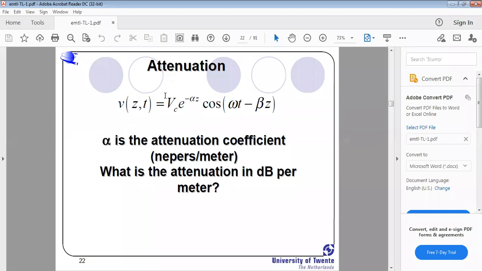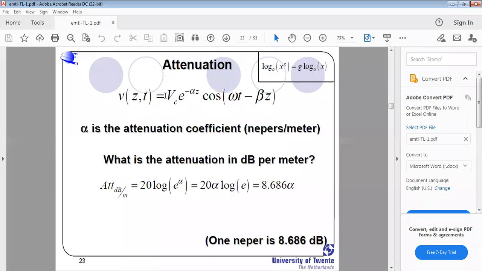Similarly, attenuation constant. What is the expression for attenuation constant? Is it an exponentially increasing function or a decaying function? Attenuation in the traveling wave of a transmission line is represented as an exponential decay function, Vc e power minus alpha z, and cos of omega t minus beta z is the regular expression. E power minus alpha z is the exponential decay function where alpha is the attenuation constant.